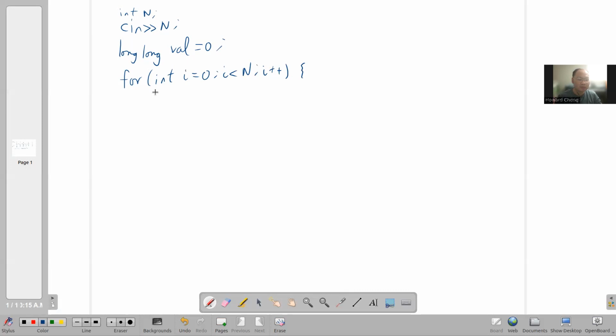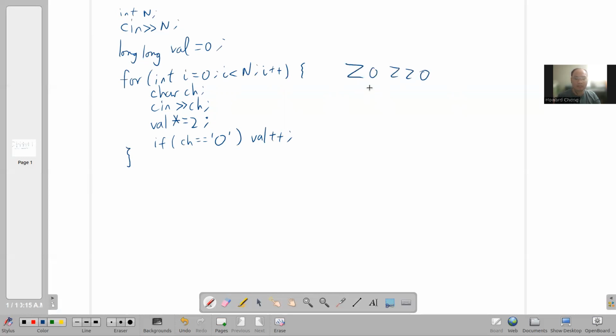We say we read in a character, so character C8, C and C8 like this. And then what we do is we always, before we do anything, take the value and multiply that by 2. And then if C8 is equal to O, which is a 1 bit, then we say val plus plus. And that's it.